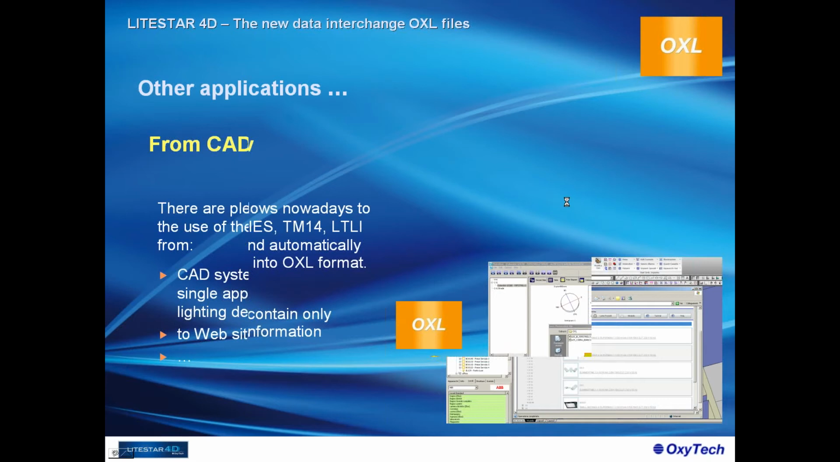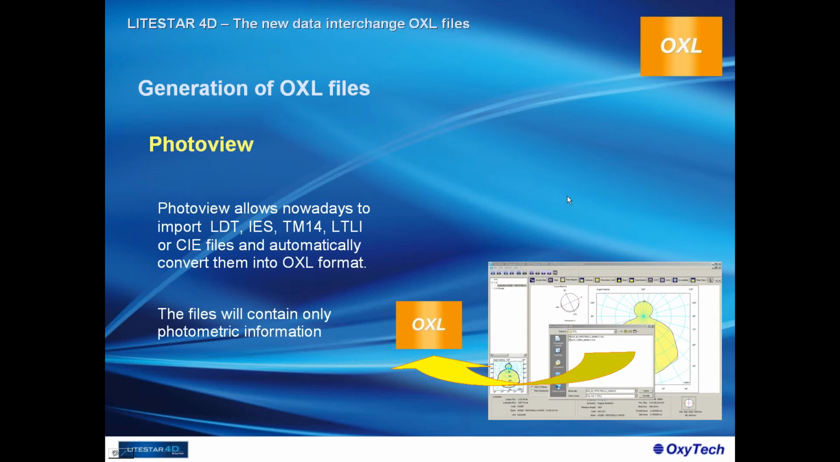But how can we create OXL files? There are two different ways based on LITESTAR 4D. PhotoView allows nowadays to import LDT, IES, TM14, LTLI, or CIE files and automatically convert them into OXL format. It is also possible to import files coming directly from the goniophotometers. So after finishing a measurement, you can straight away open it through the PhotoView and then export it into the OXL format. In this case, the files will contain only photometric information.